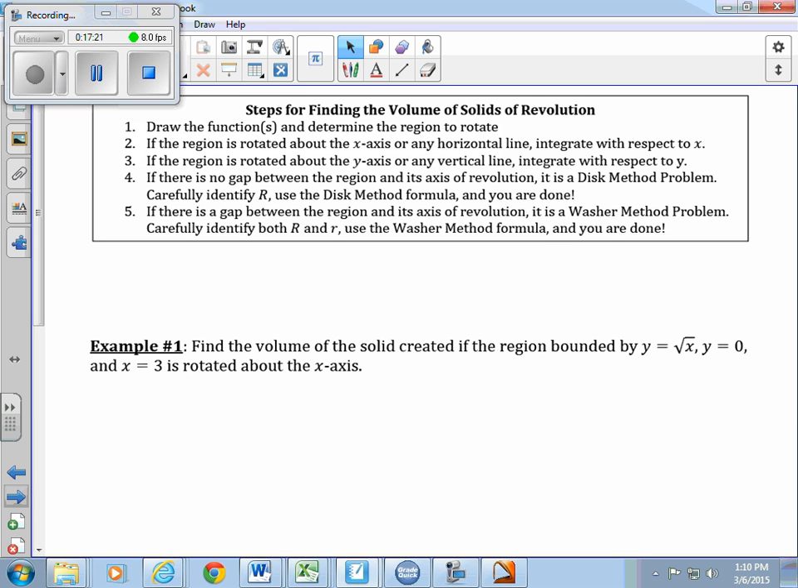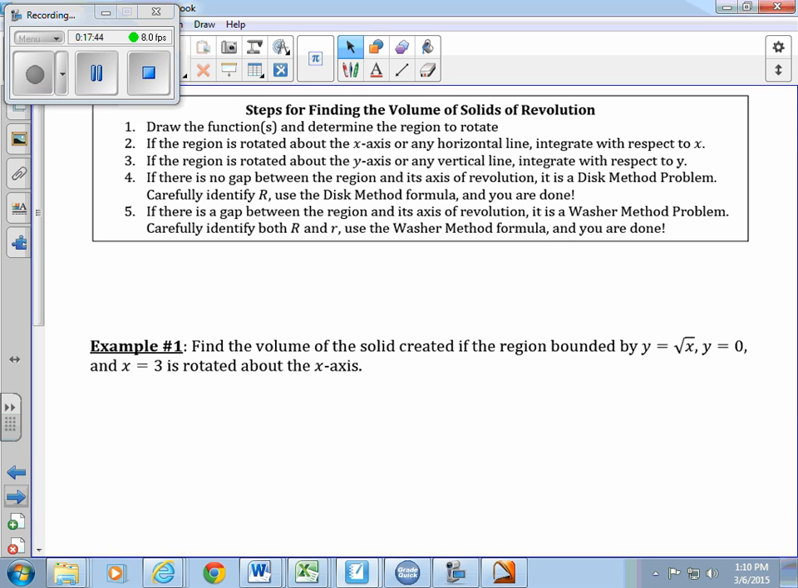Okay, step 4 is important. When you rotate, if there is a gap between the region and the axis of revolution, if there's any kind of gap for any reason, then you're going to have to use a washer. If there's no gaps, then you'll use a disc. You'll use a circle.